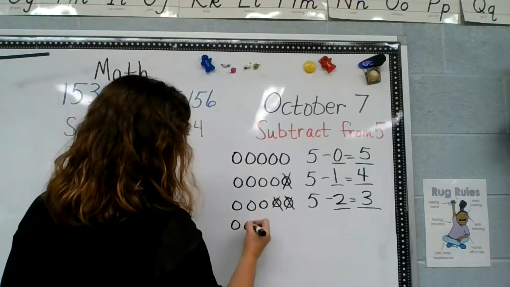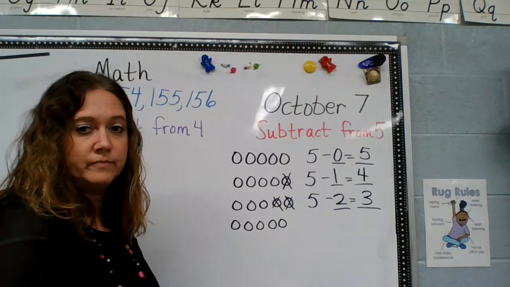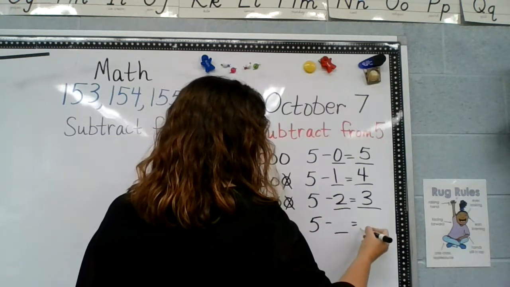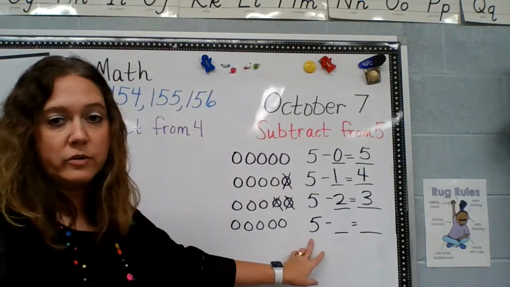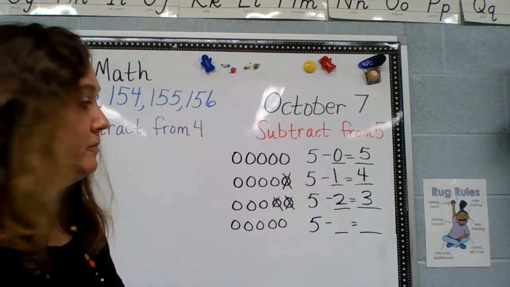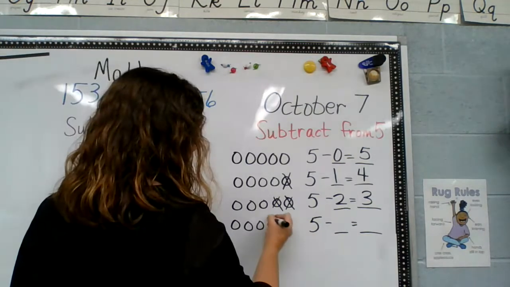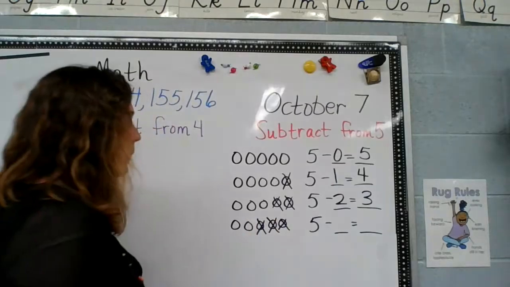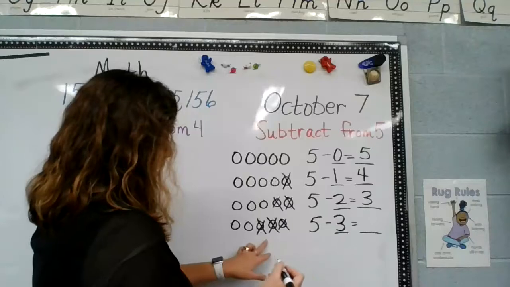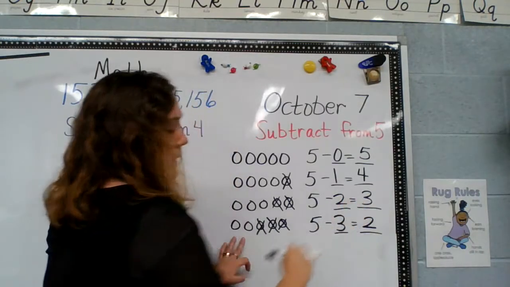Okay, let's draw 5 again. Write our subtraction number sentence. Starting out with 5. We have 5 here. How many are we going to cross off? 3. So 5 minus 3 equals 2. This is just kind of a switch around there.